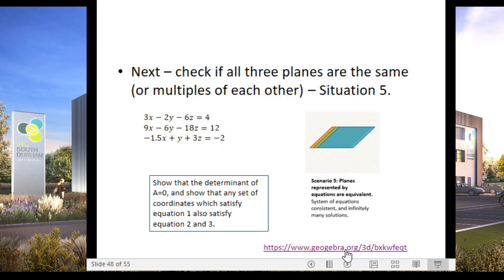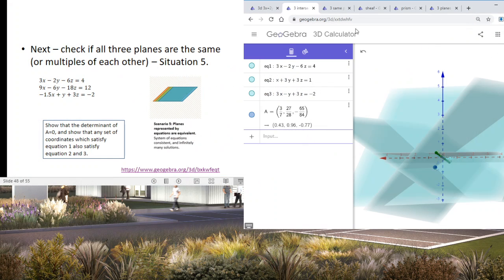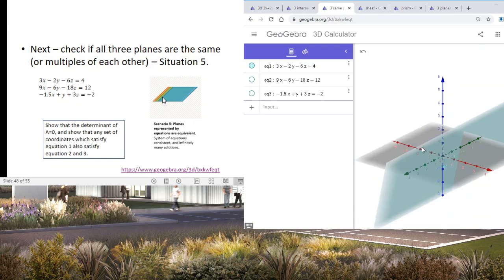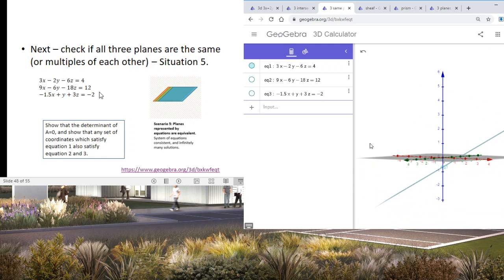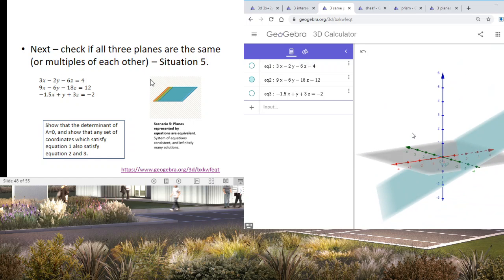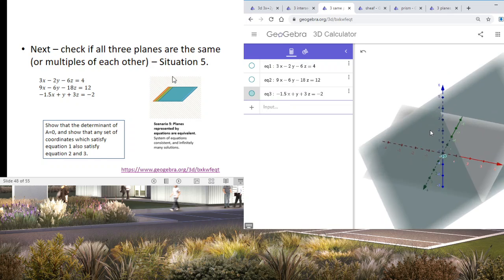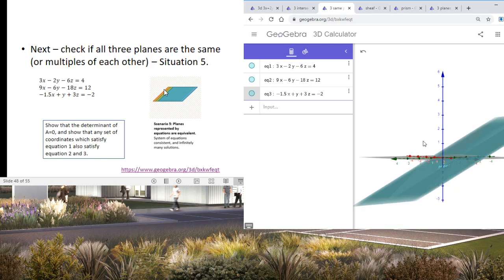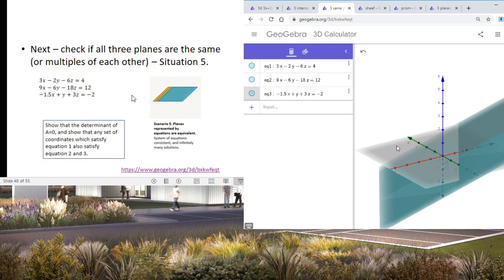And I'm going to look at what that looks like in GeoGebra now. Equation 1 gives me that plane there. Equation 2 gives me the same plane, and equation 3 gives me the same plane. Again, I can put all those on at the same time, 1, 2 and 3. I can see all 3 planes are coincident.